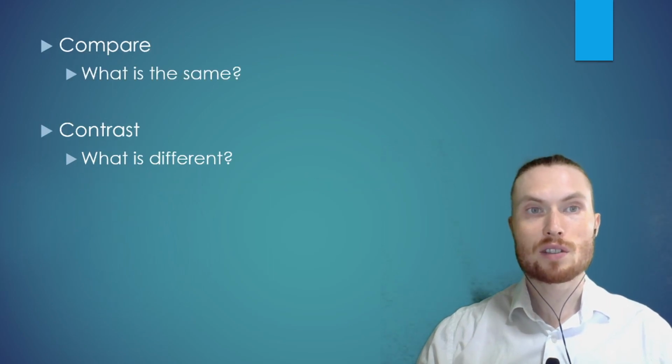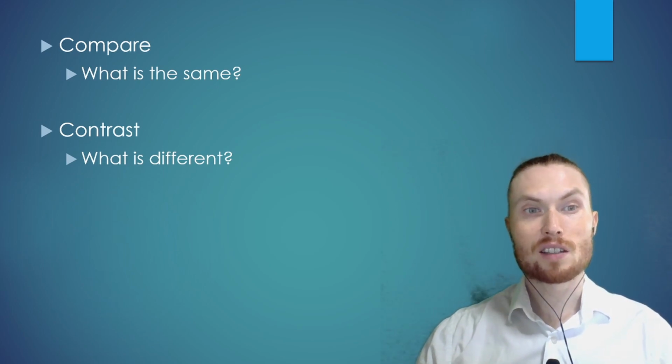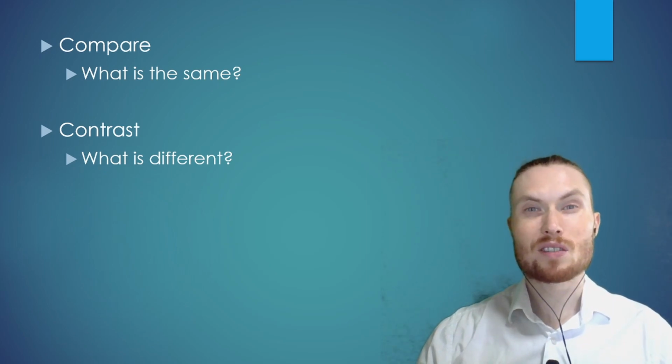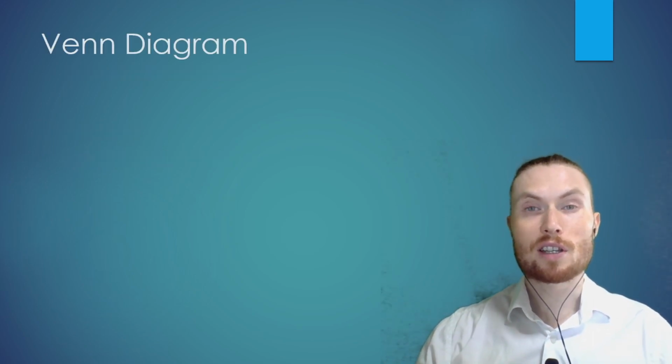So definitions. Compare means what is the same about two things. And contrast means what is different. So sometimes people talk about compare and contrast. That means what is the same and what is different. And a good way to describe these differences and similarities is by using what's called a Venn diagram.